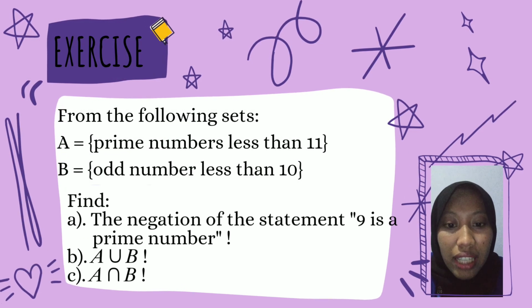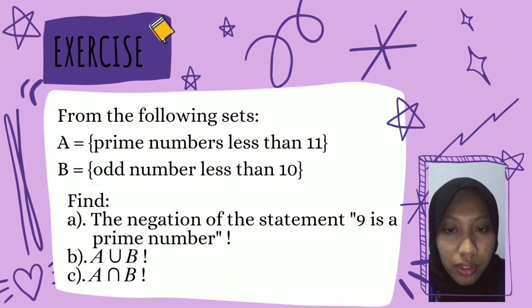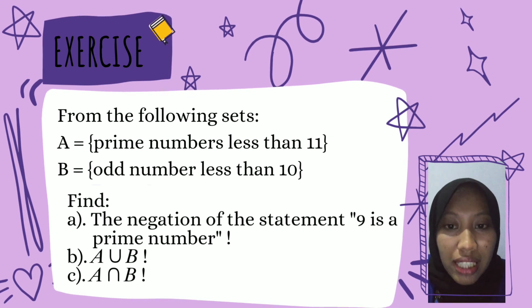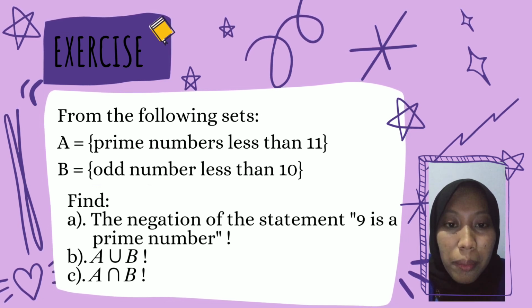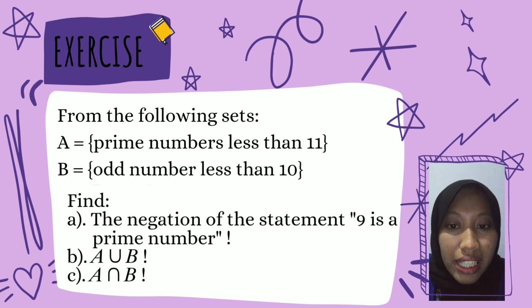Next, I have an exercise that you can do. From the following sets, set A is equal to prime numbers less than 11. Set B is equal to odd numbers less than 10. Find A, the negation of the statement 9 is a prime number. B, A union B. C, A intersection B. Have a great time doing it.